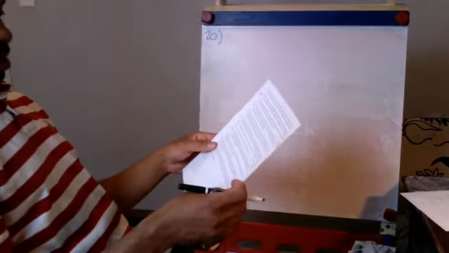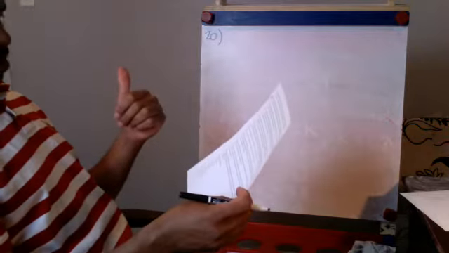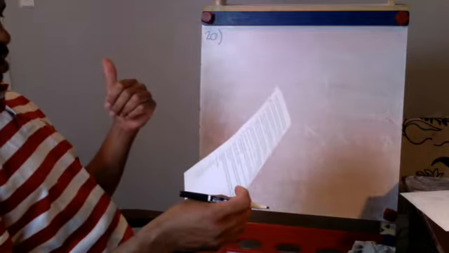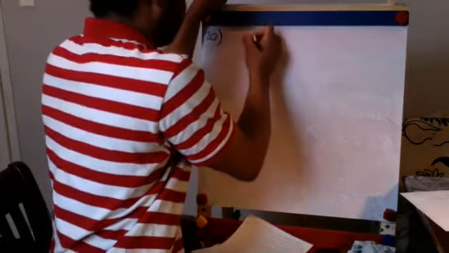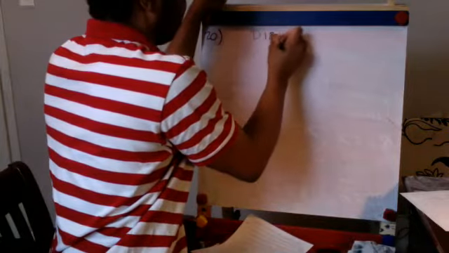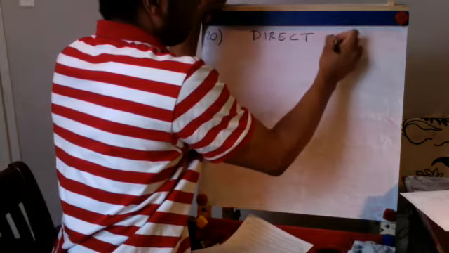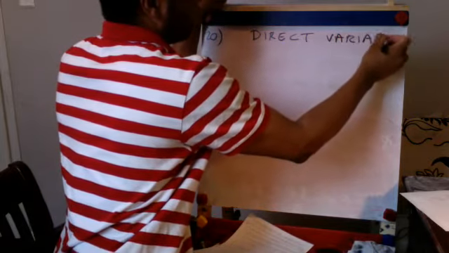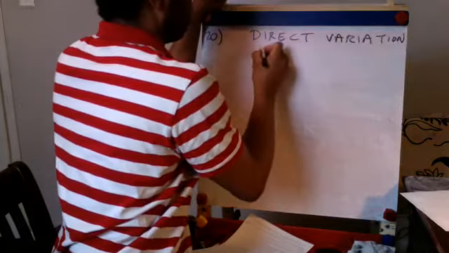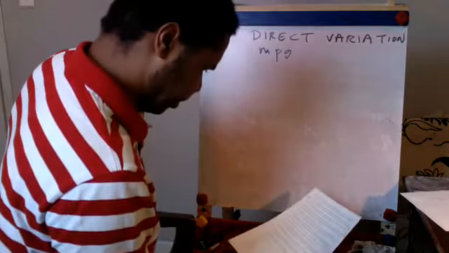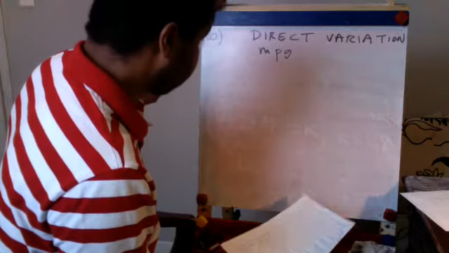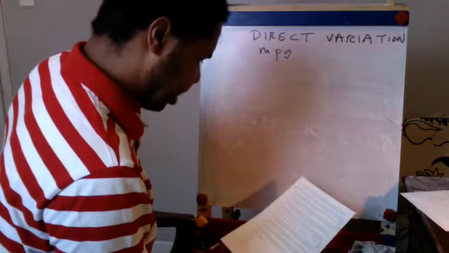The amount of gallons of gasoline a car uses varies directly with how many miles it travels. So we know about that, the amount of gas a car uses. So this is direct variation. So miles per gallon. All right, so we know about that miles per gallon thing.